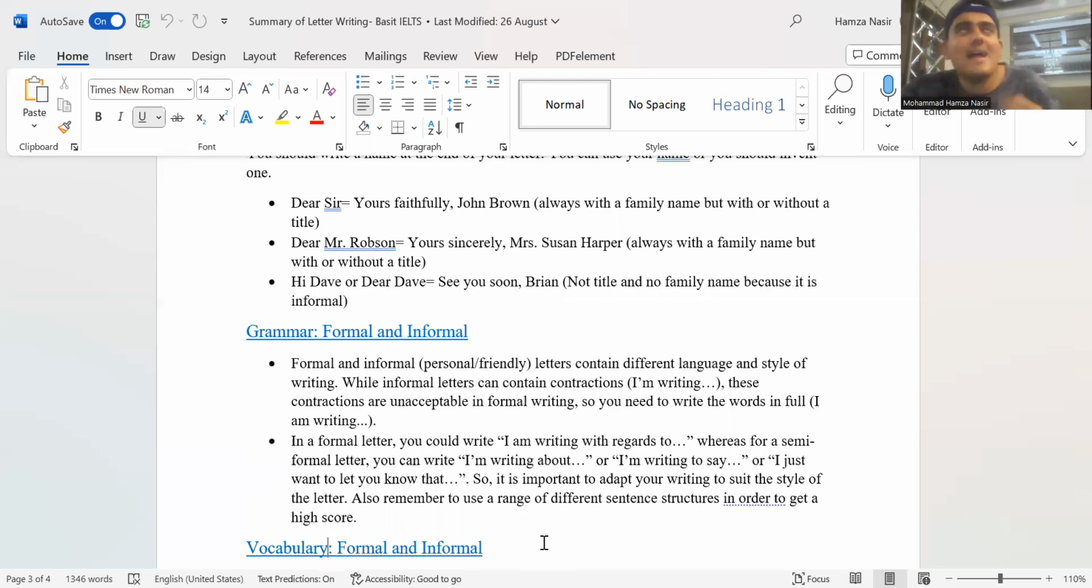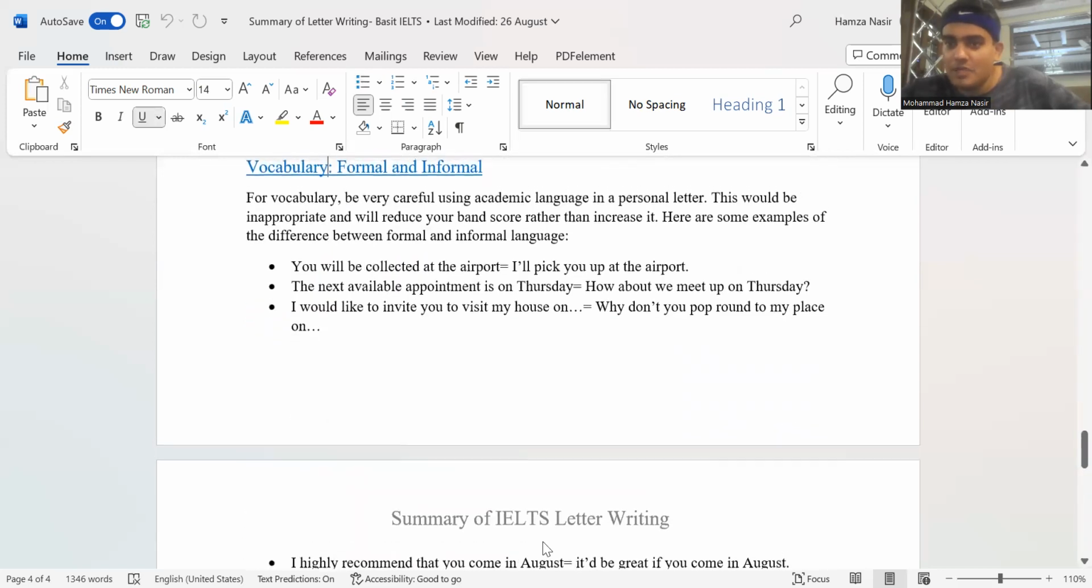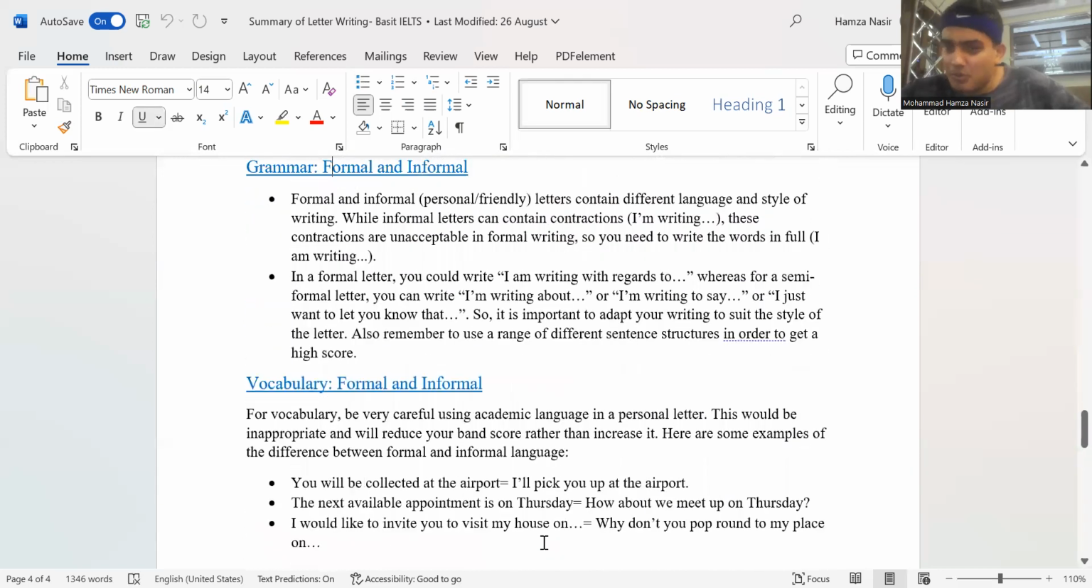So it is important here to adapt your writing to suit the style of the letter. Always remember to use a range of different sentence structures in order to get a high score, because like I said before, repetitions give a bad impression, right? And they drag down your band score.